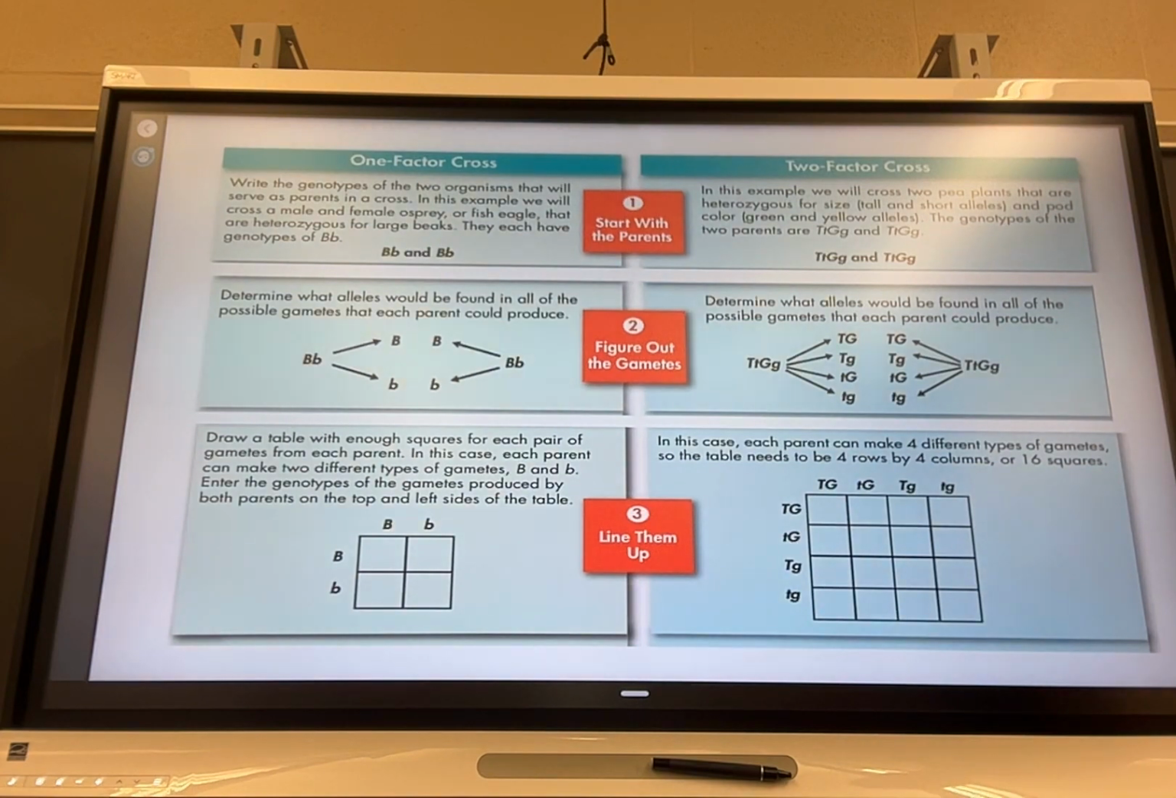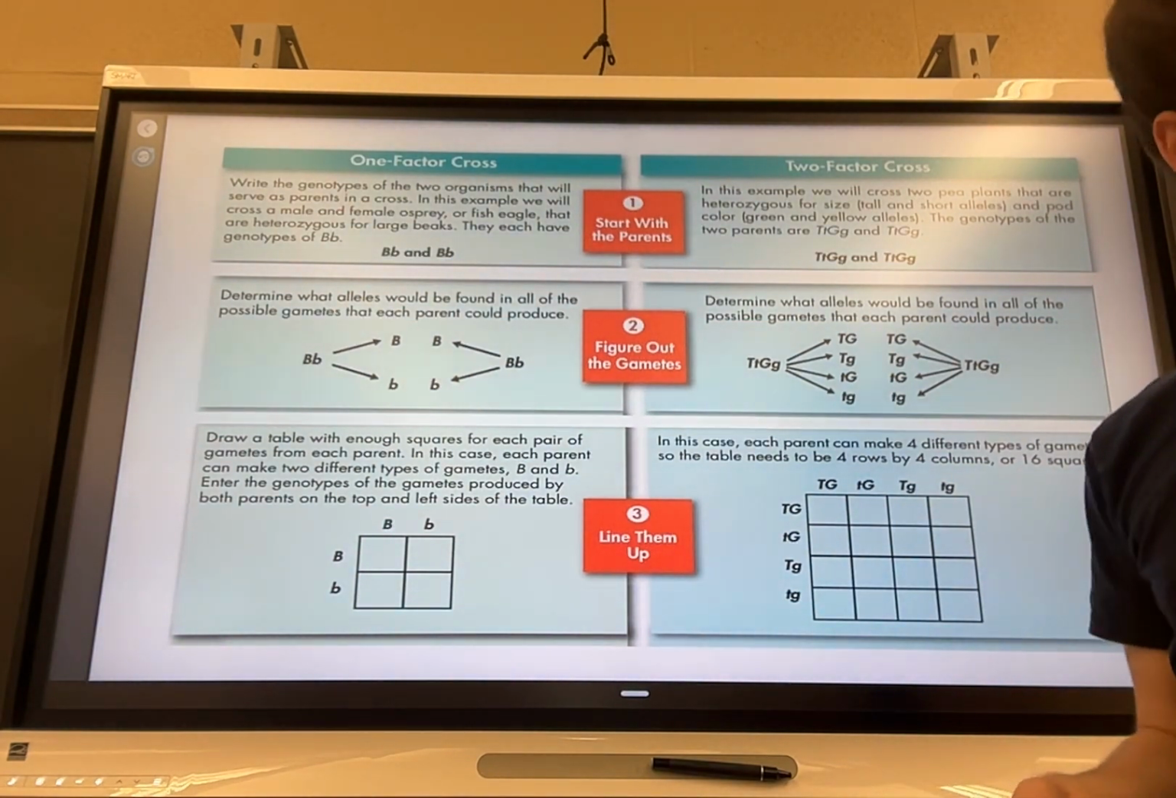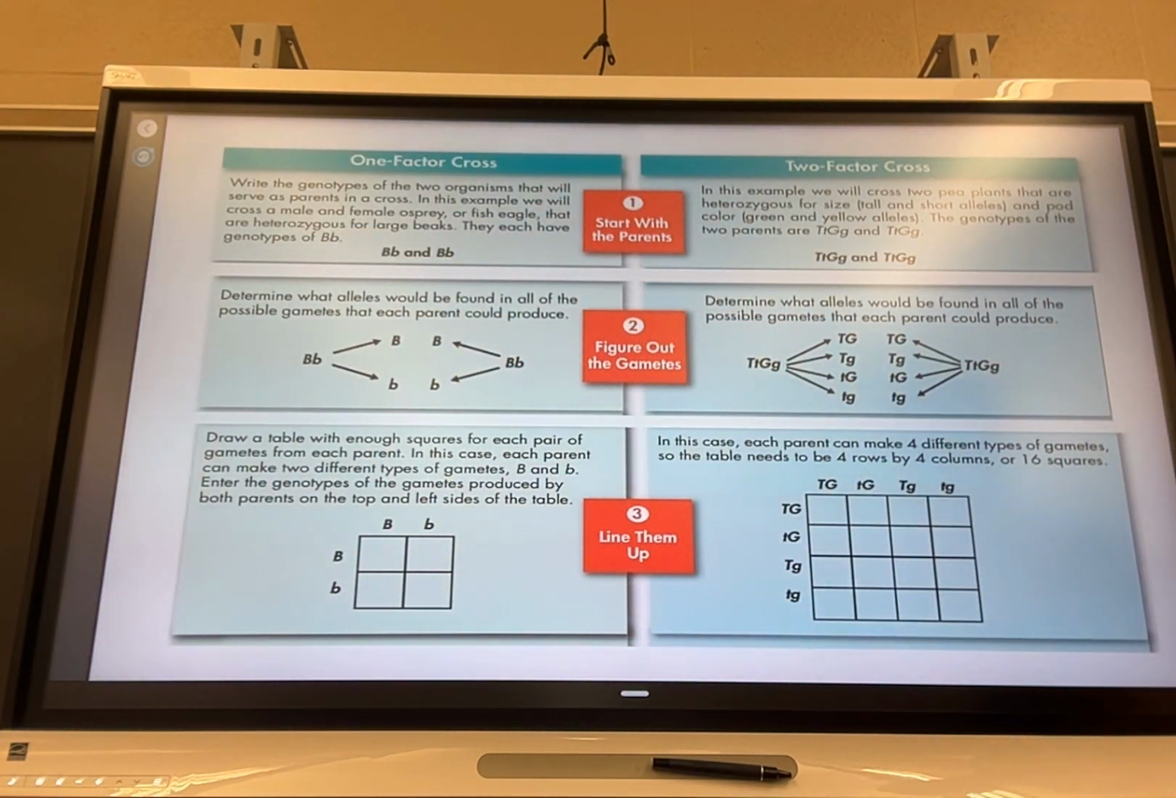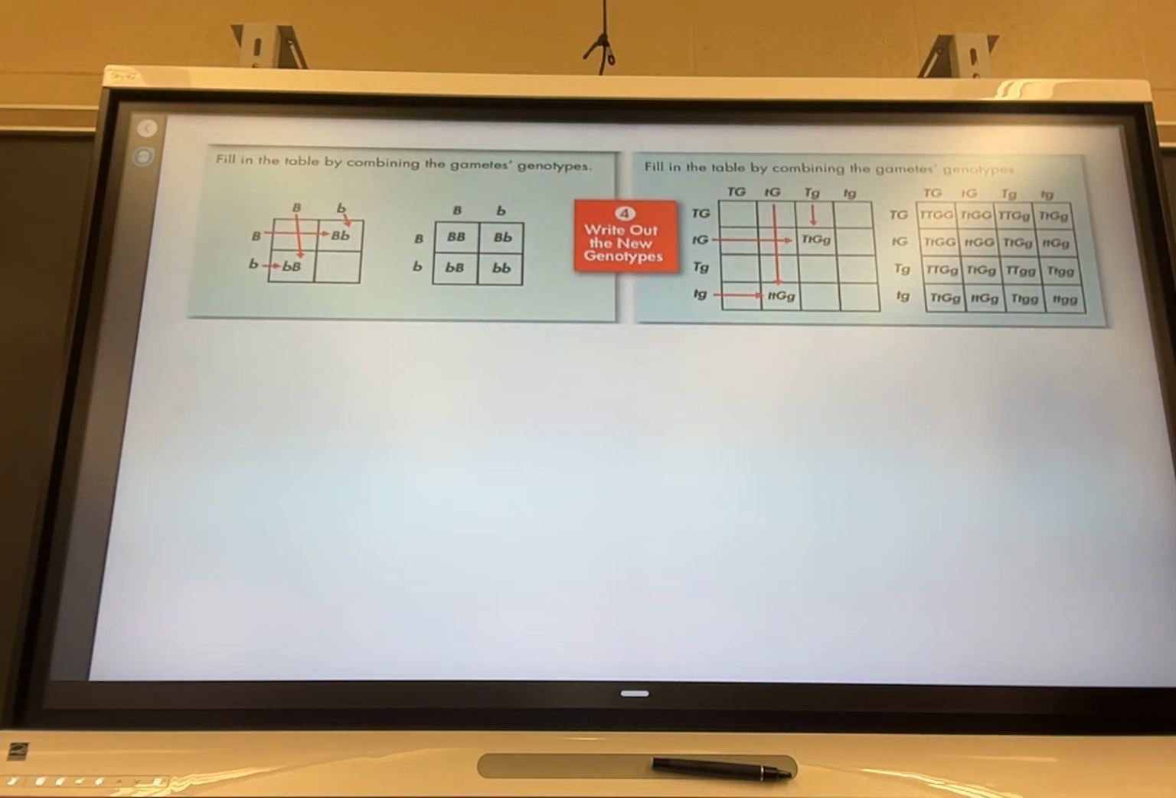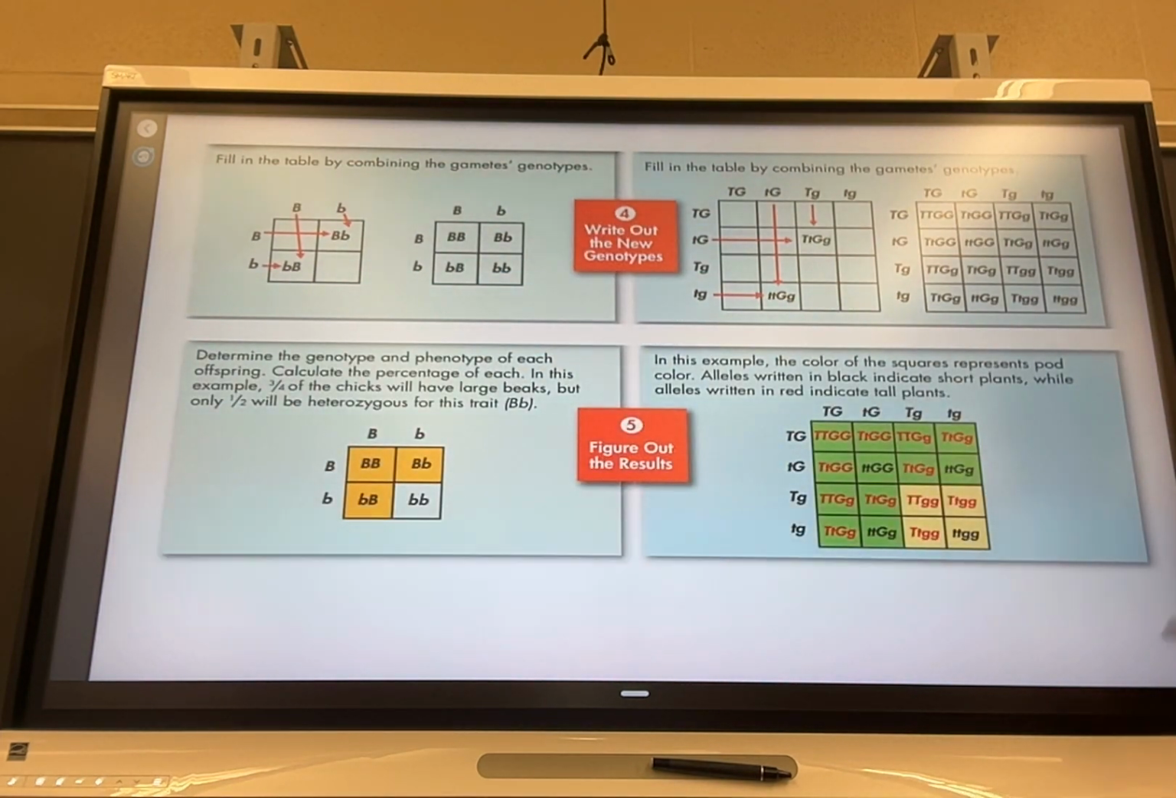From there, we line them up, same thing we did with our normal Punnett squares. You write down the new genotypes, and from there you can figure out the results. So again, if we're doing complete dominance, as long as it has a big capital letter, it is going to have that dominant allele and therefore that dominant trait.